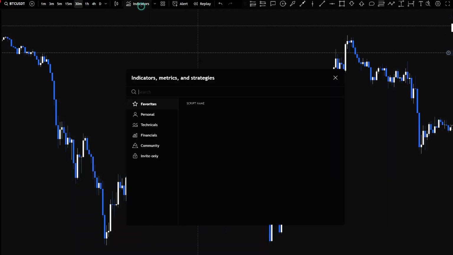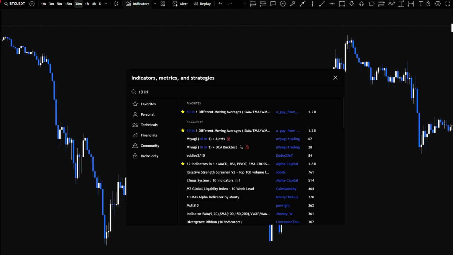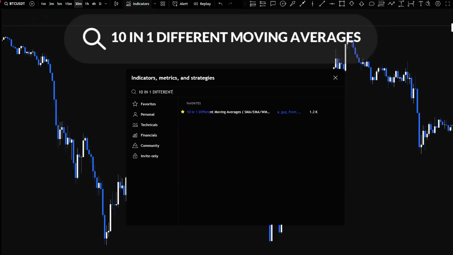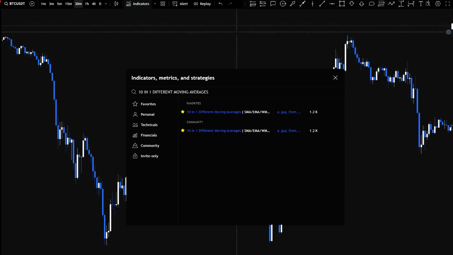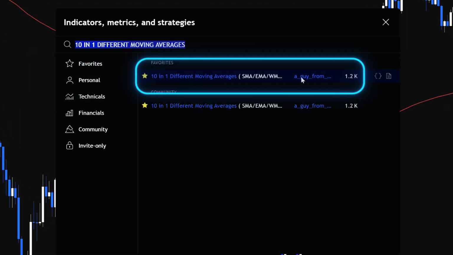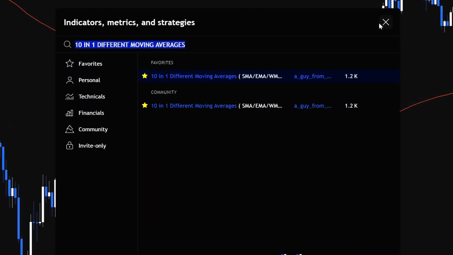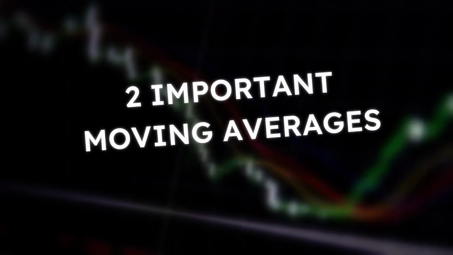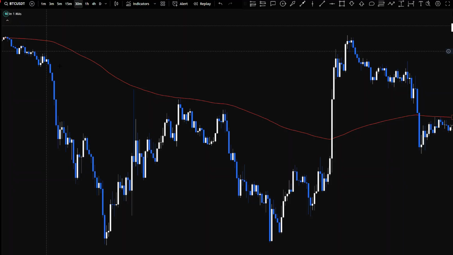So the first one helps us spot the big trend in the market. It's based on moving averages. Now, you might be thinking, okay, which moving averages do I actually use? Good question. For this strategy, we're just gonna focus on two really important ones, the EMA 200 and EMA 90.